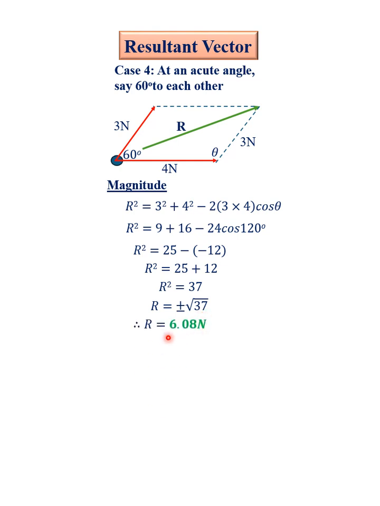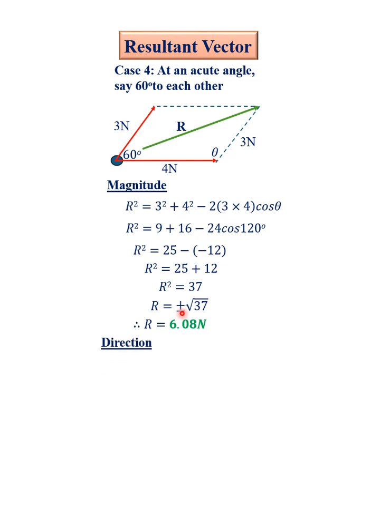So R will be equal to 6.08 Newton. The negative has been discarded. We took only the positive value because the magnitude refers to the absolute value of the resultant. Now this gives us the answer to the resultant vector of this system of forces.